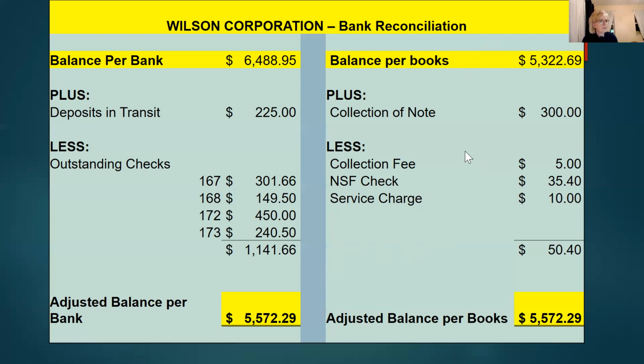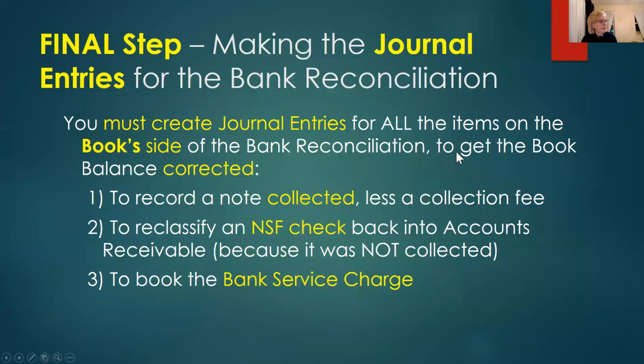So let's look at what we do here. So you must create journal entries for all the items just on the book side. And you can do number 1 as 2 journal entries or 1, I don't care, to reclassify the NSF check back to accounts receivable because it was not collected, and to book the $10 bank service charge.